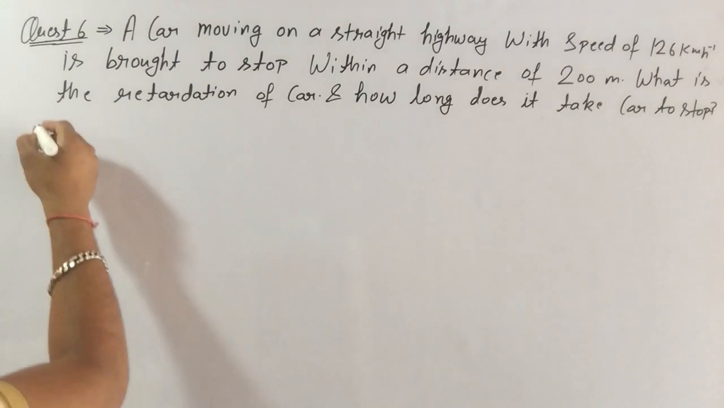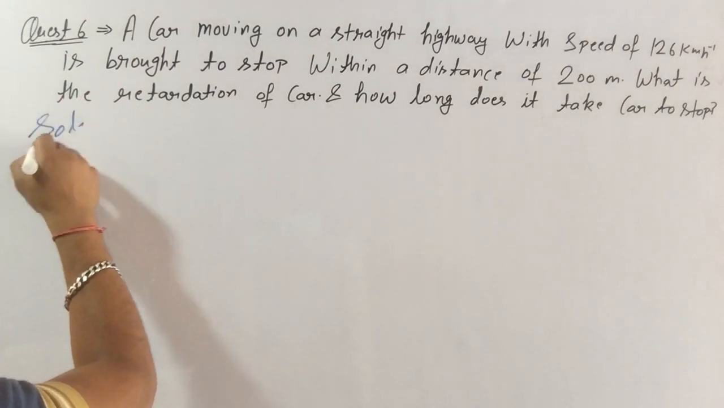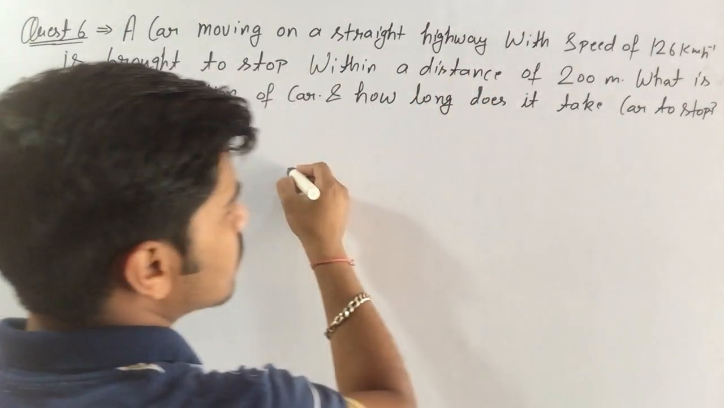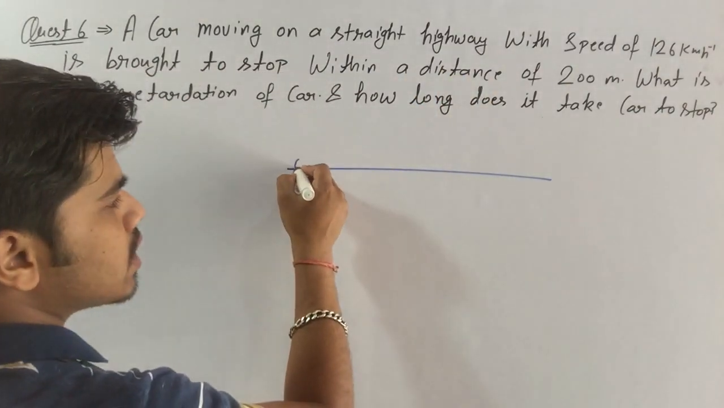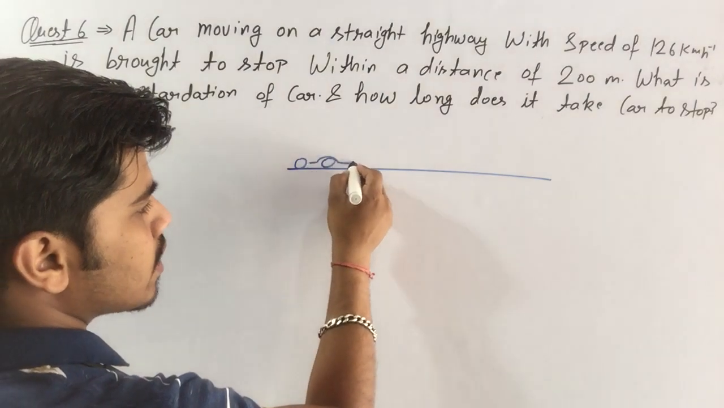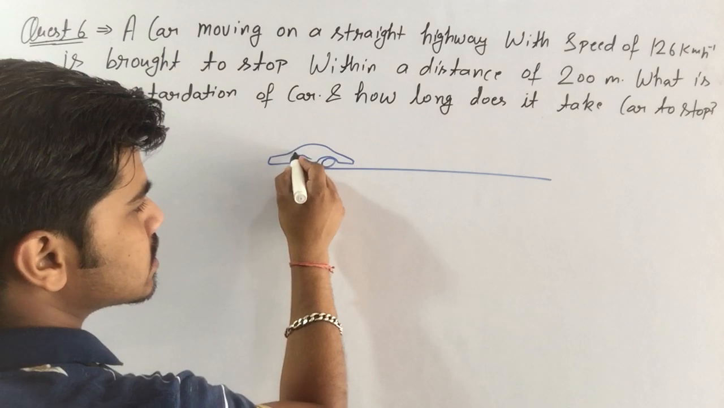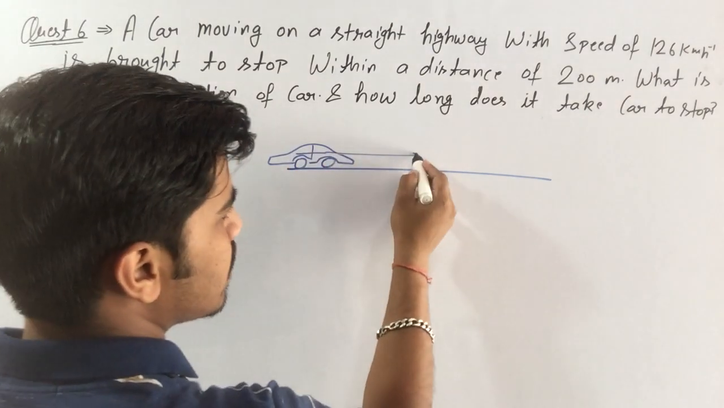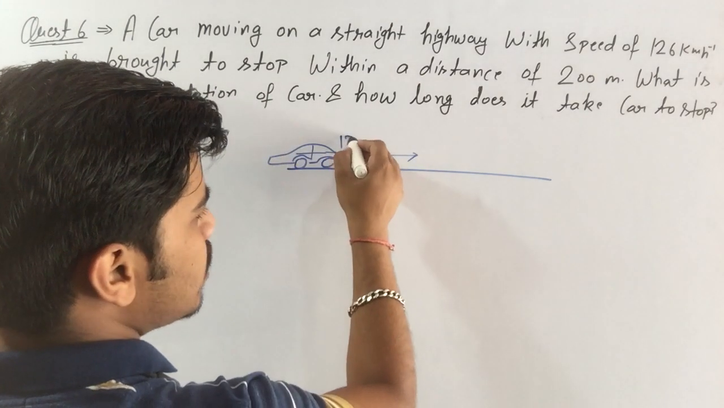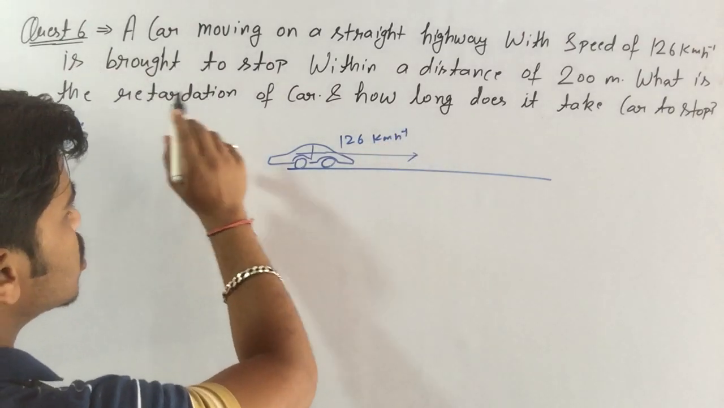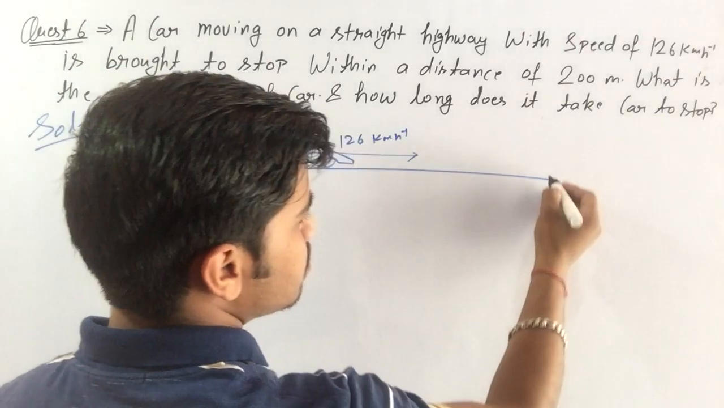Now we are given a car which is moving on a straight highway. Let us consider this is a car moving on a straight highway with a speed of 126 km per hour, brought to stop within 200 meters.